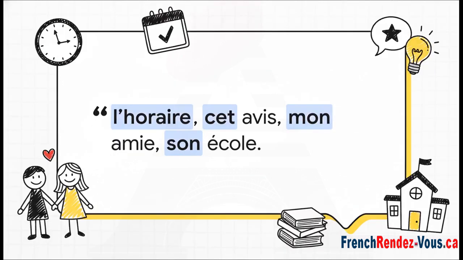Let's see this in action because it makes so much more sense when you hear it. You wouldn't say le horaire. You hear that stop? Instead it flows, l'horaire. It's not ce avis, it becomes cet avis. And check this one out. Even though ami is feminine, you say mon ami, not ma ami, just to avoid that vowel clash. It's all about that beautiful flow. Same thing with son école.